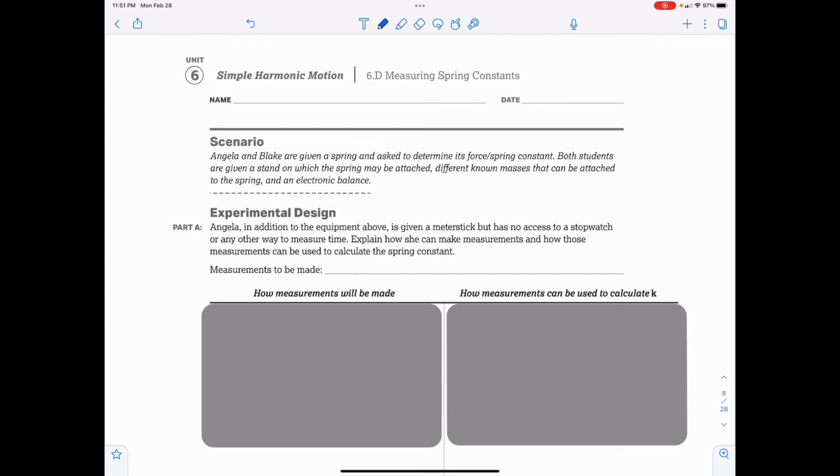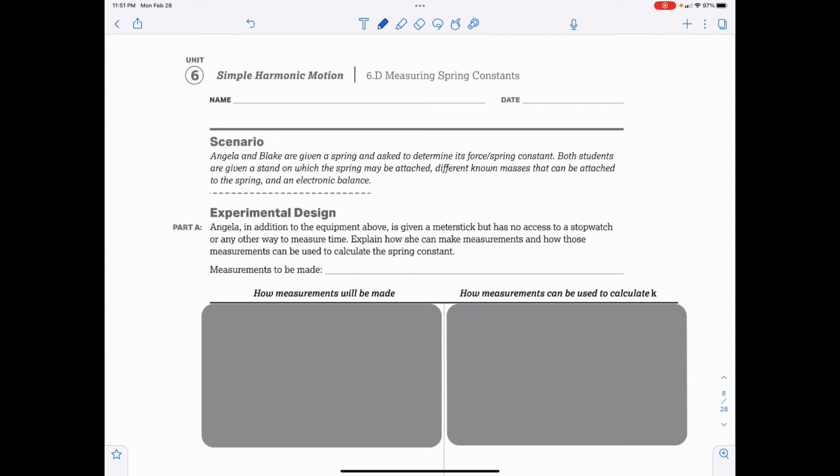Let's begin. In this scenario, Angela and Blake are given a spring and asked to determine its spring or force constant. Both students are given a stand on which the spring may be attached, different known masses that can be attached to the spring, and an electronic balance.